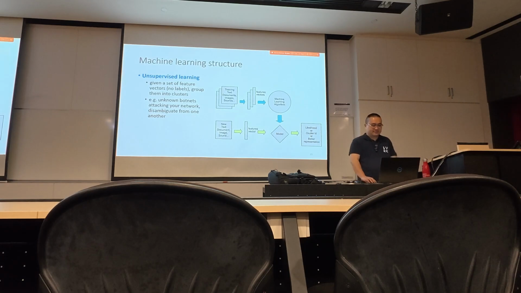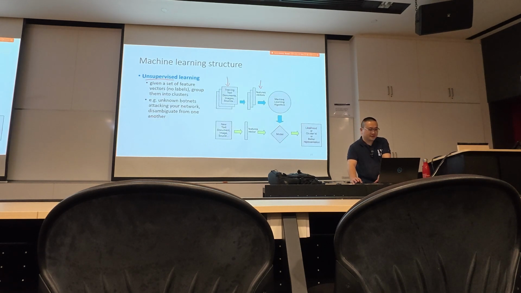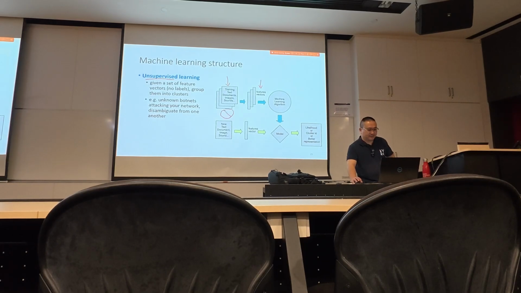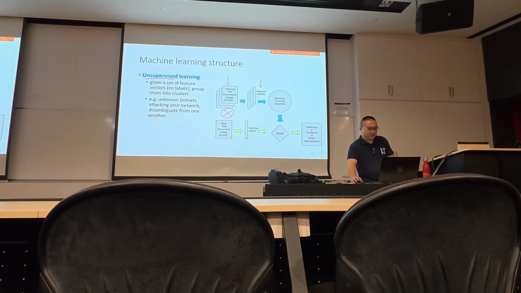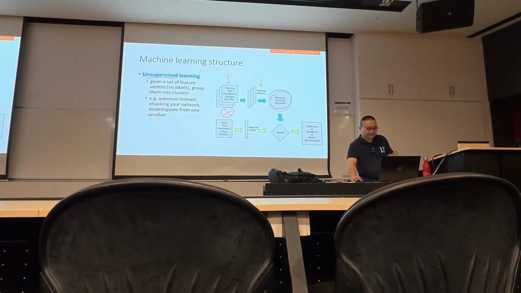Besides supervised learning, people are also interested in unsupervised learning. For unsupervised learning, we are not given labels. And here you can see the difference. For unsupervised learning, we also have the inputs, and then we extract features. However, we don't have labels, because this is unsupervised learning. We also need to use the machine learning algorithm to train the model.